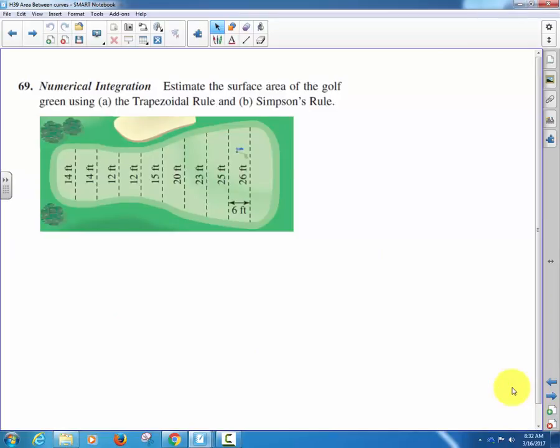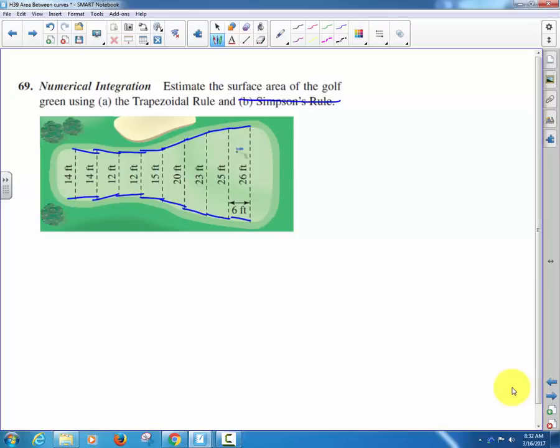Okay? This problem. Numerical integration, estimate the surface area of the golf green using the trapezoid rule and Simpson rule. I should have told you, we haven't dealt with the Simpson rule, so if you can just do trapezoid, that's fine. Okay? Well, what's the trapezoid rule? That means we're going to make all of these regions into little bitty trapezoids. We're going to find the area of each trapezoid, and we're going to add them up.